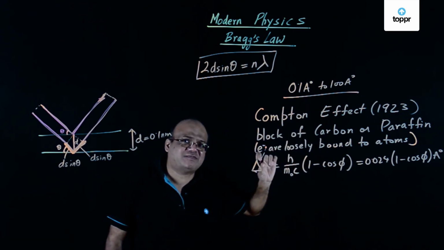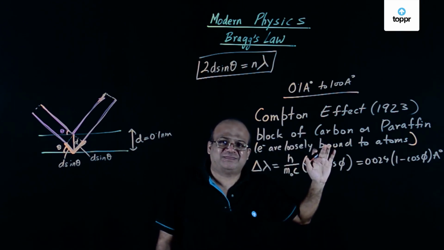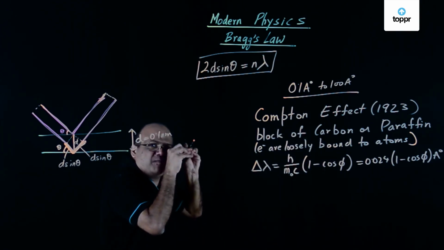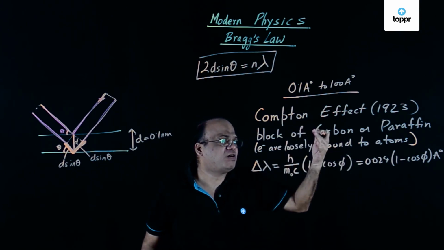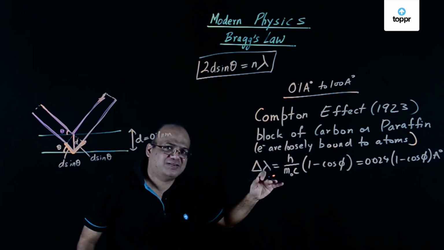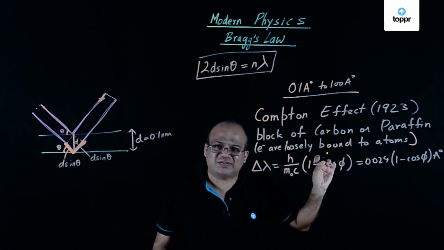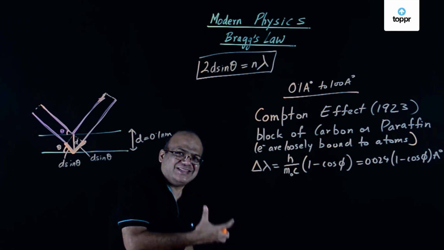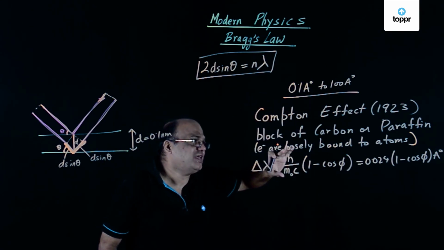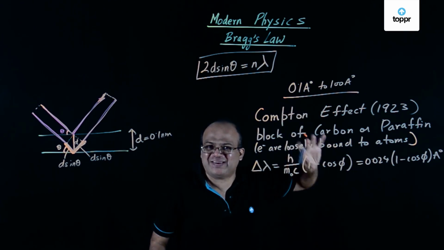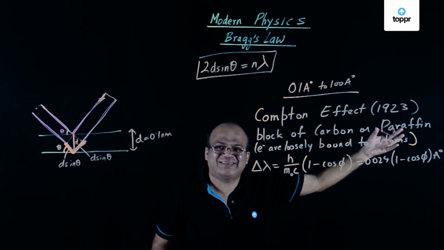Compton effect was discovered in 1923 by A.H. Compton. He directed a beam of monochromatic X-rays onto a block of carbon or paraffin. In carbon or paraffin, electrons are loosely bound to atoms. He found that the scattered radiation contains not only wavelengths of incident radiation, but also radiations of longer wavelength.